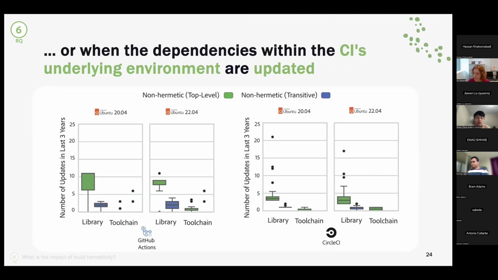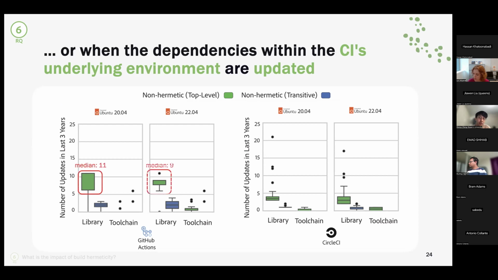In addition, we also analyze the update frequency of these non-hermetic toolchains within runner images. In most cloud CI services, these runner images are usually not managed by developers. And the service providers may update the dependencies installed in these runner images at any time. So the build may also risk failing, or result in inconsistent build results, if these non-hermetic build dependencies are updated by service providers.